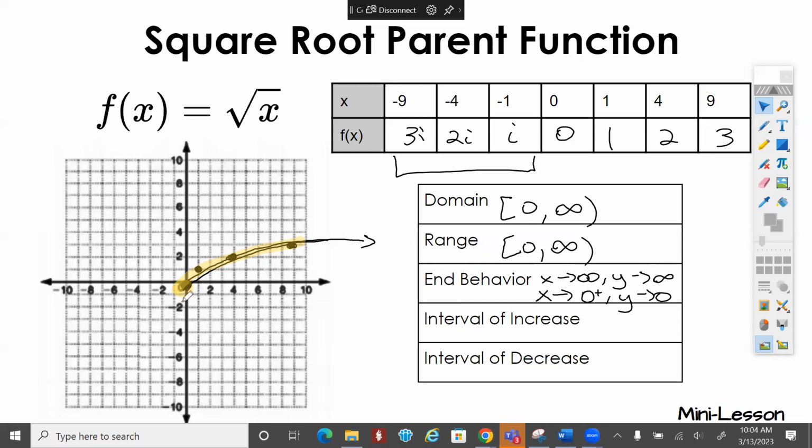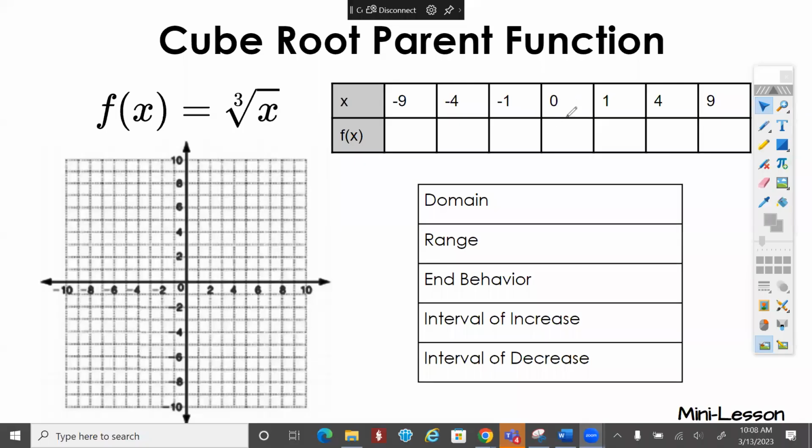Okay. Now, is this increasing or is this decreasing? Increasing, and it's increasing the entire time, right? So we're going to say from our domain, which is 0 to positive infinity. On this one, though, we're going to use parentheses instead of brackets. Okay, this is one difference. Okay, and then we're not decreasing.